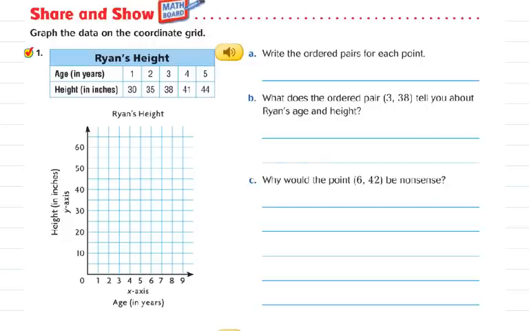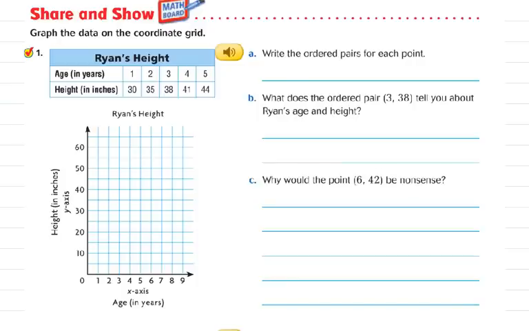So this lesson builds on the previous lesson, which was graphing coordinate pairs. But now what we're going to be doing, boys and girls, is we're going to be taking information from a function table where we see there's a relation between the years and the height, and we're going to be collecting information from that. So we're going to start here on the share and show, which says graph the data on the coordinate grid.